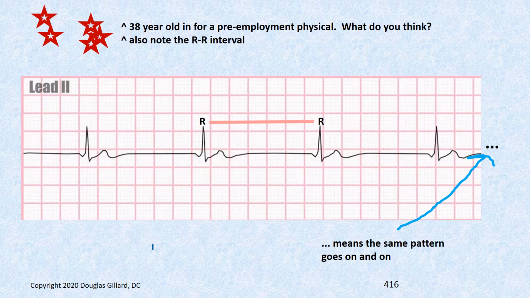All right, let's look at one here. It's a 38-year-old in for a pre-employment physical. You do an EKG. You look at the rhythm tracing, and what do you think? So these three dots, when you see these on the test or anywhere, that means this exact same pattern goes on and on and on.